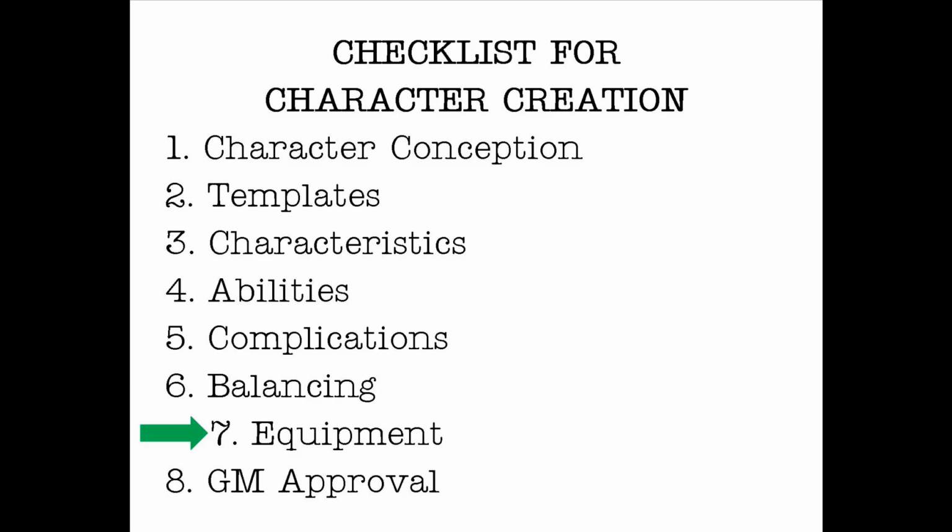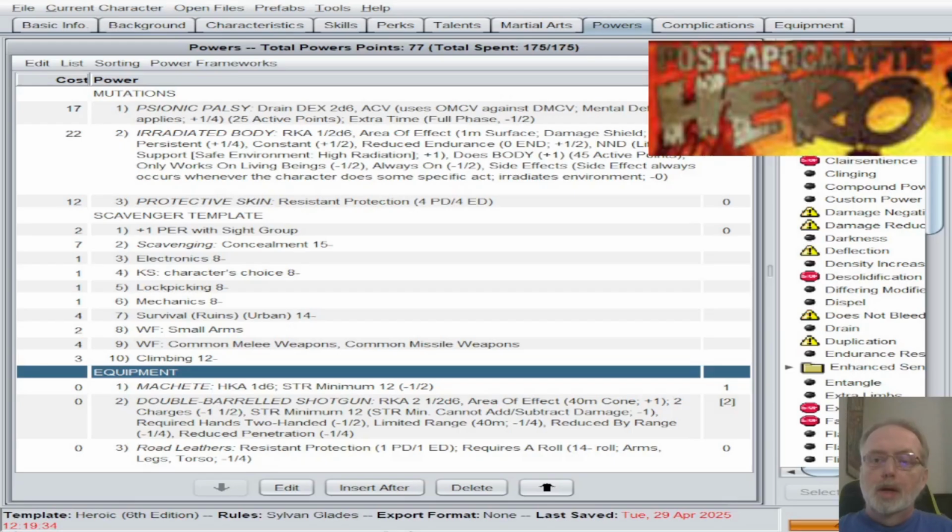Now this moves us to step 7, which is equipment. The GM has given me a list of equipment to add to my character. The GM has given me a machete, which is a 1d6 hand killing attack with a strength minimum of 12. Since he only has 10, he can only do a d6 damage.